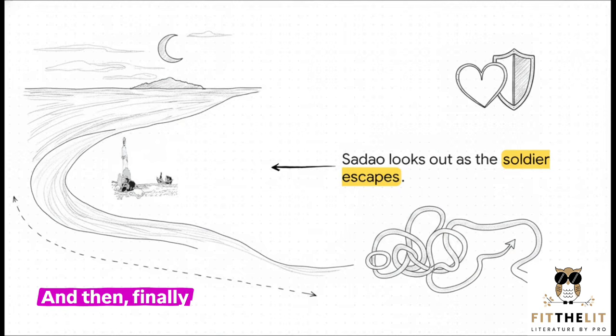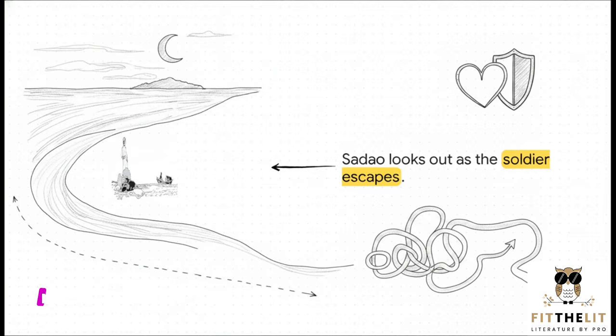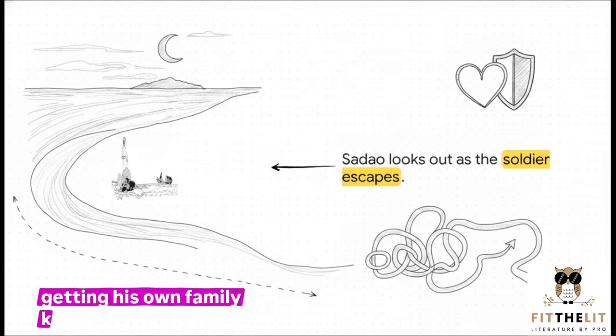And then, finally, we get this massive exhale. The resolution hits with Sadao standing out on the veranda, looking over the twilighted sea toward the island. He waits for the flash of a light, but there's nothing. The island is empty. His prisoner is safely gone. Against all odds, he successfully navigated the deadly waters of treason, saved a human life, and got the guy out of there safely, without getting his own family killed.